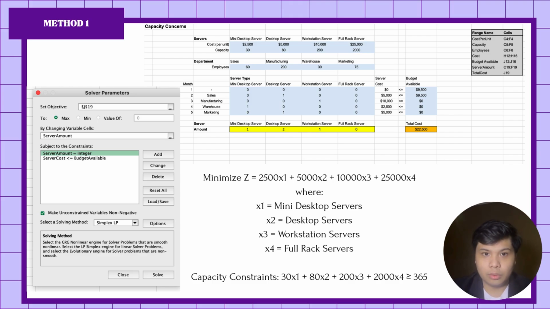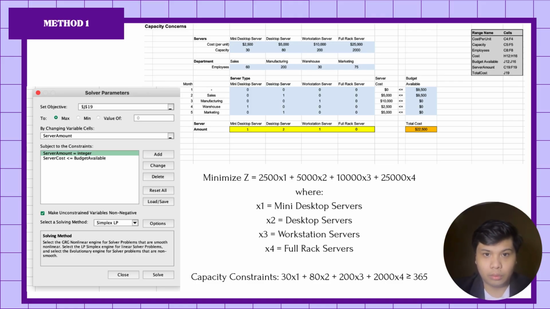Now, the formula used, which is the total cost formula in cell J19, is equal to SUMPRODUCT(cost per unit, server amount). This multiplies the number of each server purchased by their unit cost and sums the total. Now, why this formula? It calculates total budget spent, which we are trying to maximize while staying within departmental budget limits. Now, open the Solver and configure the parameters.